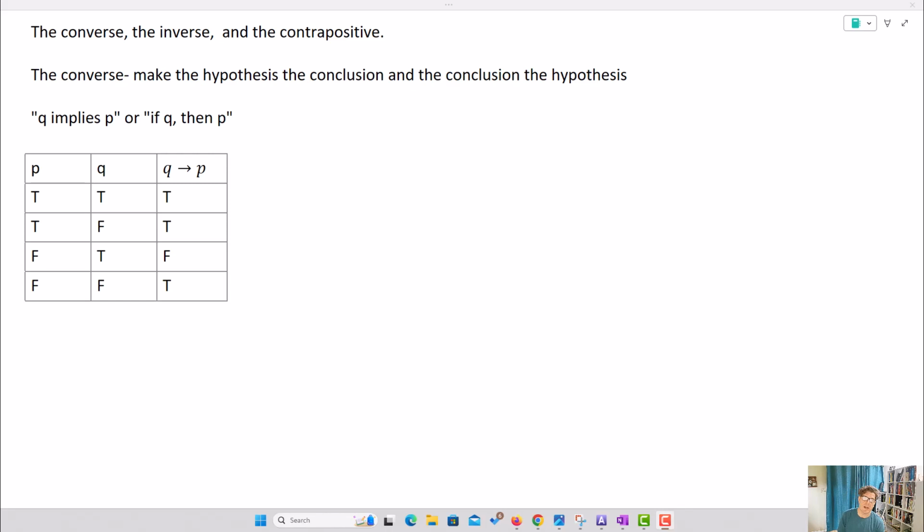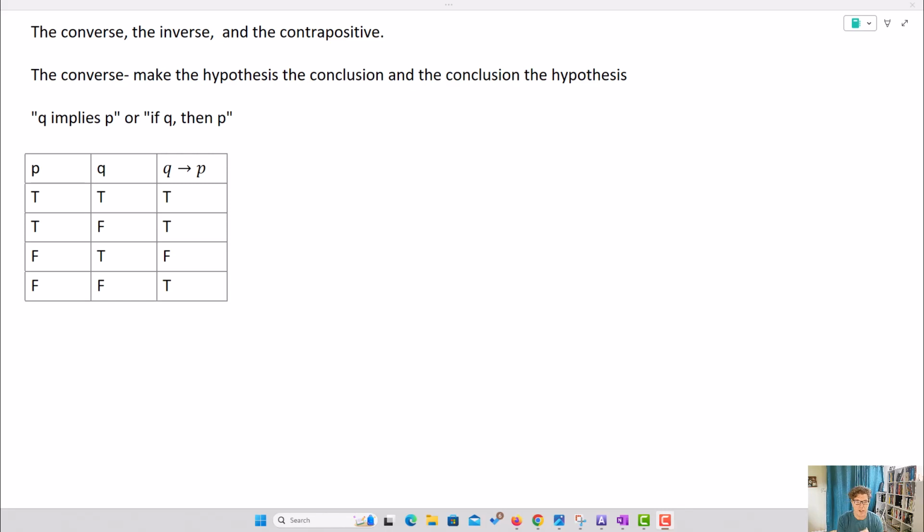In this case, we are going to imagine that we have P implies Q, where P starts out as our hypothesis and Q starts out as our conclusion. These three different kinds, what we're going to do is manipulate P and Q, where our propositions are, and whether or not they're negated, and that'll actually develop our converse, our inverse, and our contrapositive.